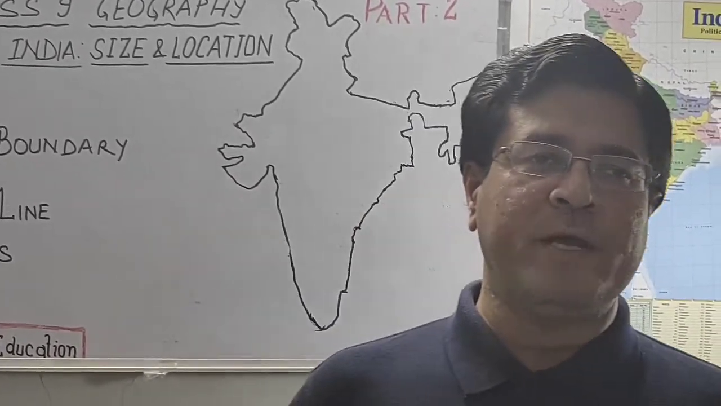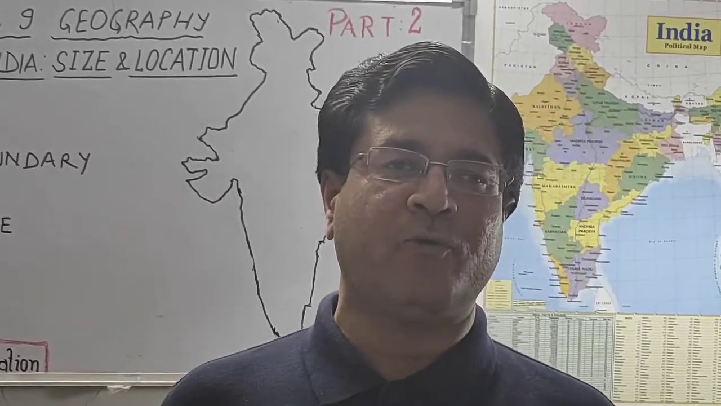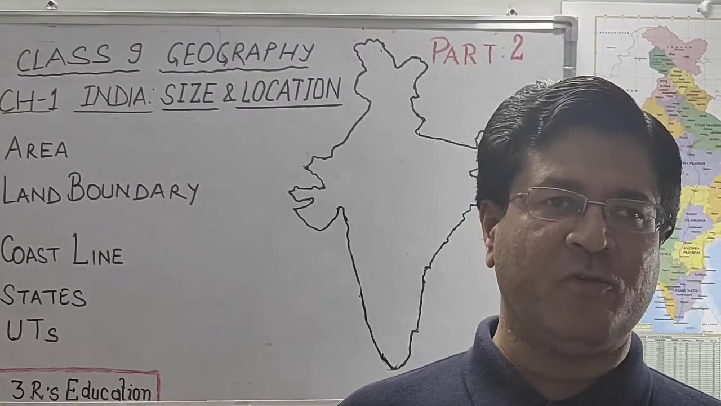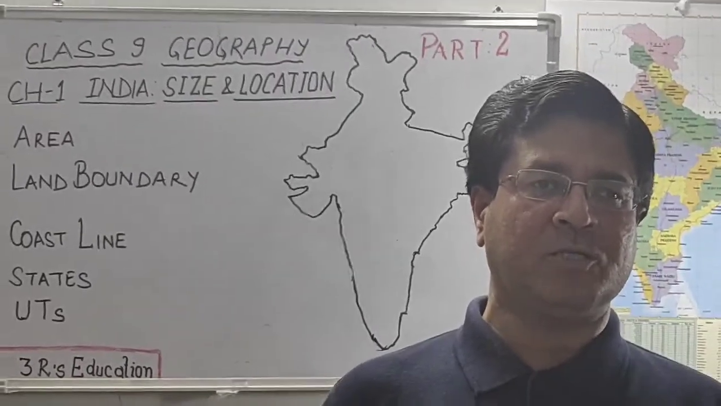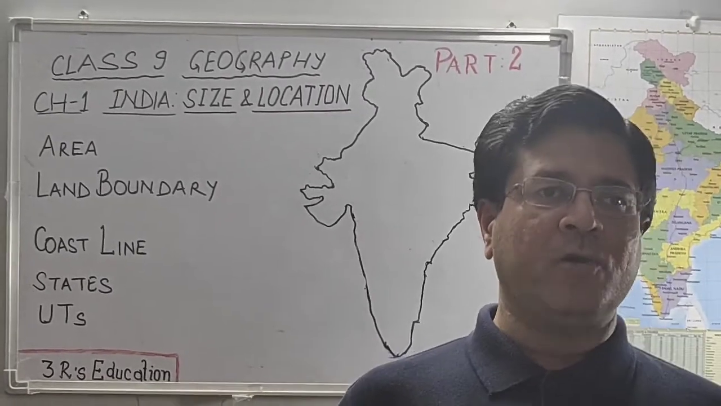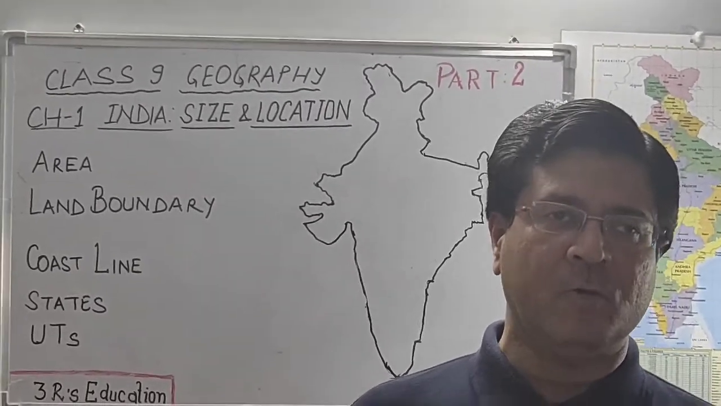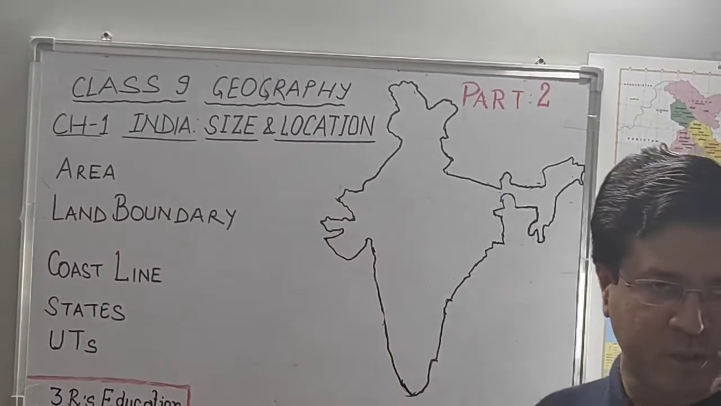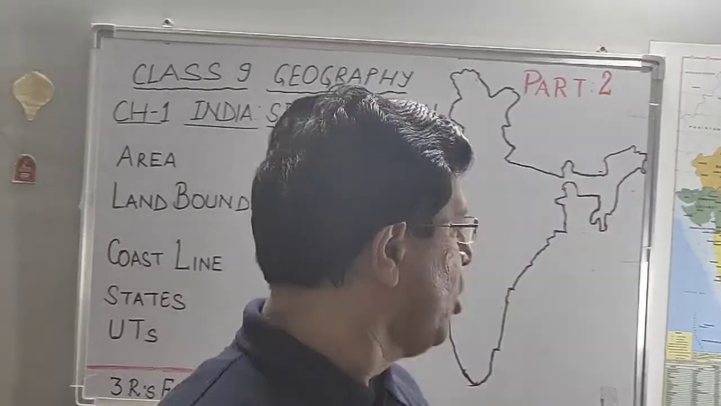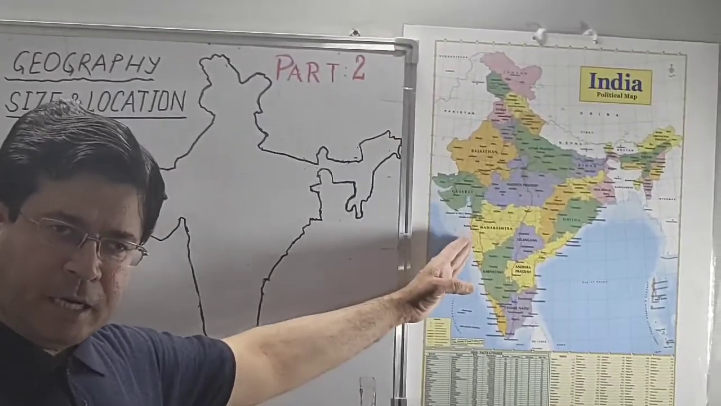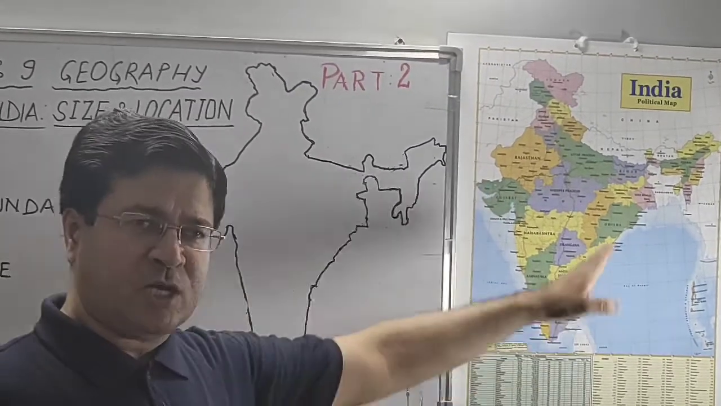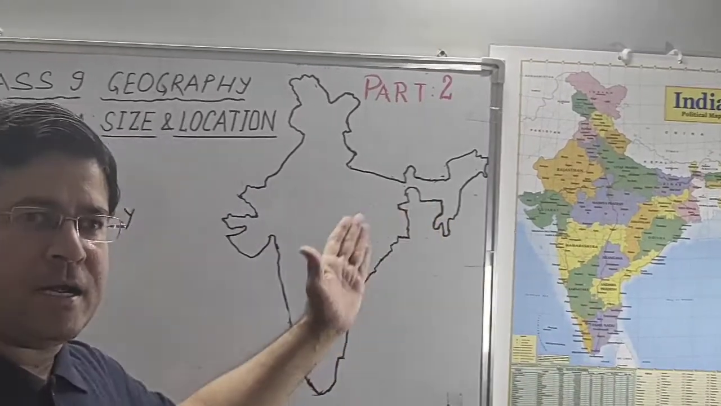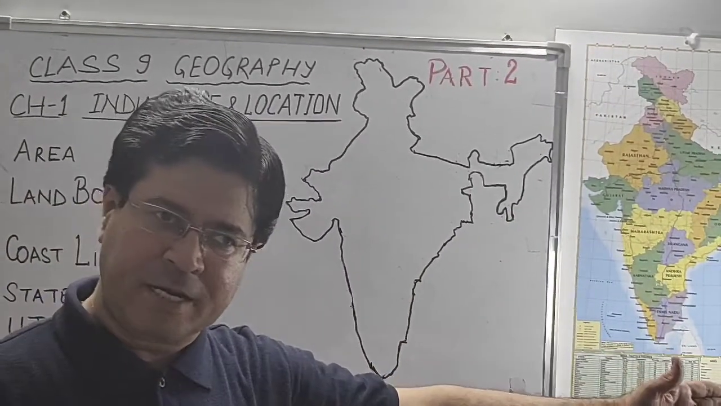In today's video, we'll talk about class 9 Geography chapter 1 India size and location. In the previous video, we have talked about many topics from the chapter, and now the remaining topics we'll do in this video. This is part 2 of chapter 1 India size and location. Friends, we are talking about the country India, our country which is located in Asia continent, in northern hemisphere with reference to equator and in eastern hemisphere with reference to prime meridian.